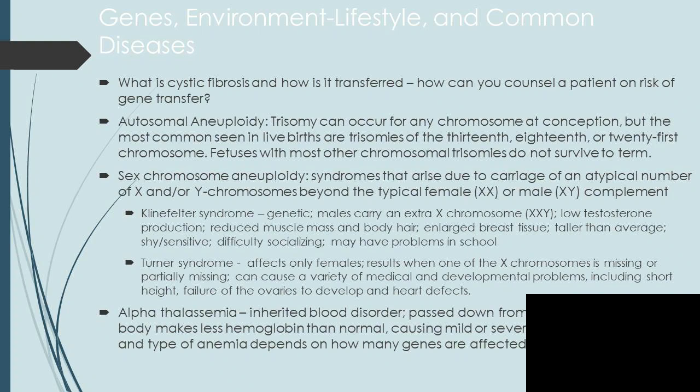Turner syndrome affects only females and results when one of the X chromosomes is missing or partially missing. It can cause a variety of medical and developmental problems, including short height, failure of the ovaries to develop, and maybe even heart defects. Then we have alpha thalassemia. This is an inherited blood disorder passed down from one or both parents. The body makes less hemoglobin than normal, causing mild or severe anemia. The severity and type of anemia depends on how many genes are affected.